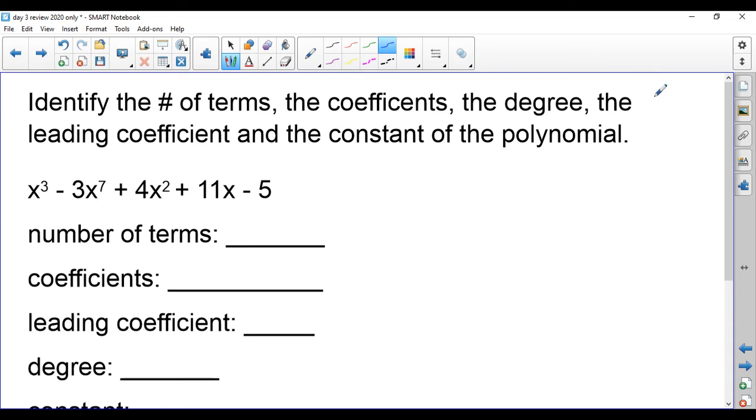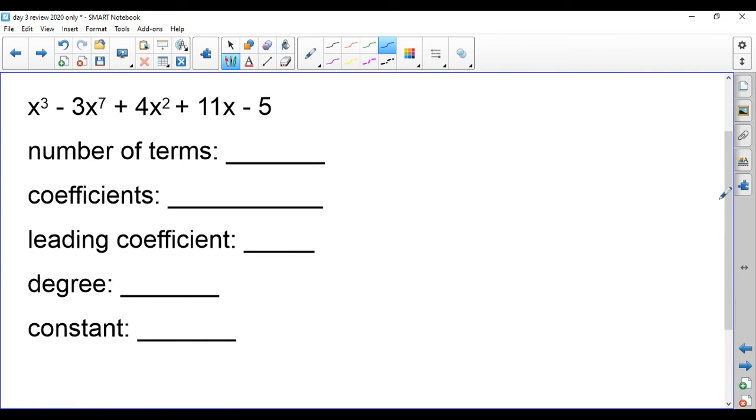Another type of problem we did was to identify the number of terms, list the coefficients, the degree, the leading coefficient, and the constant of the polynomial. This is all knowing what this vocabulary means and what we're looking for. There are no calculations involved here. Terms are separated by addition and subtraction. Here we have 1, 2, 3, 4, 5 terms.